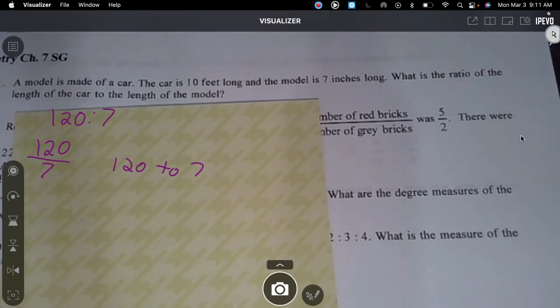Your first problem on your test, you'll just change it from feet to inches. So you multiply 10 times 12, yep. And then you just write the two numbers that you have, 120 and 7. That's it. Okay?